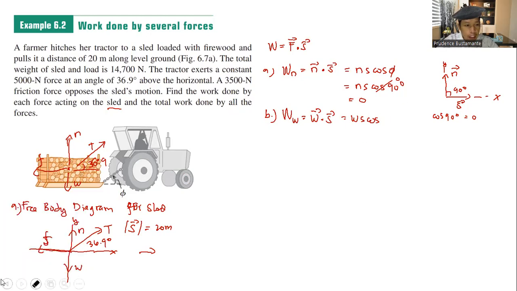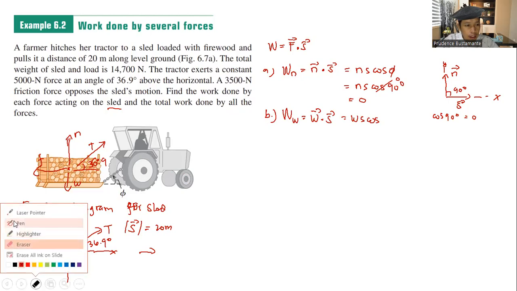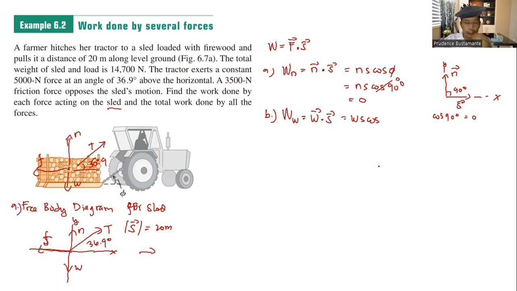Okay, what is the angle between them? Let's draw a sketch first. Okay, sketch. So this is the direction of the weight force, along the negative y. And this is the direction of the displacement, along the positive x.